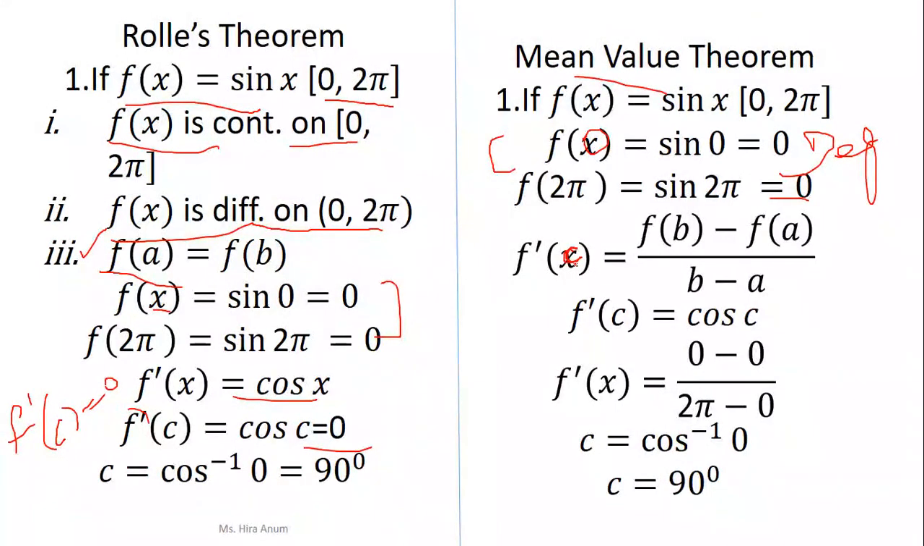So f prime of c equals cos c, putting the values f of b minus f of a, which is 0 minus 0 over 2 pi minus 0. Here you can write c equals cos inverse 0, because we have cos c equals 0. Then you take cos to the other side, it becomes cos inverse 0, so c equals 90.